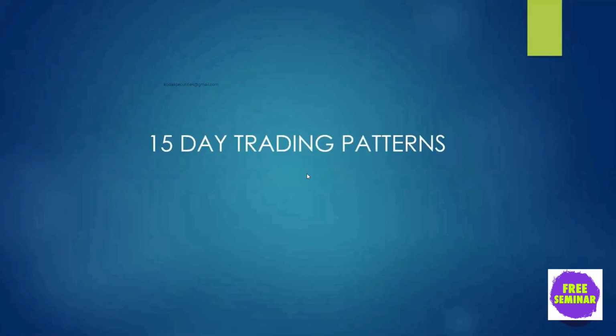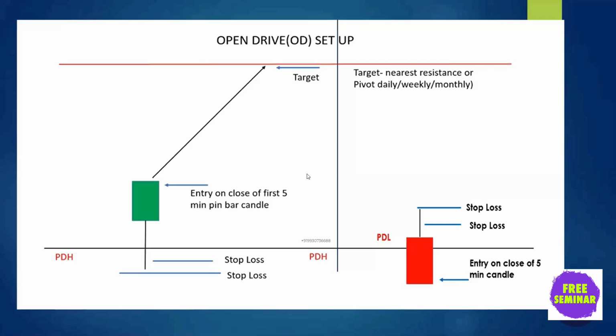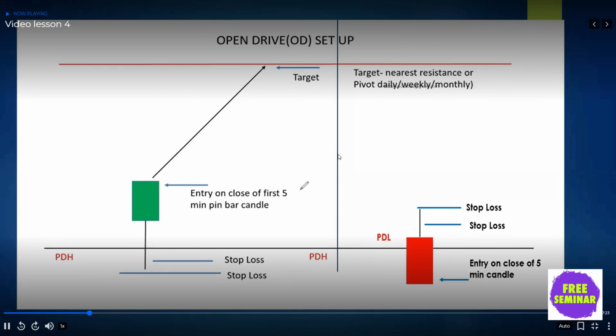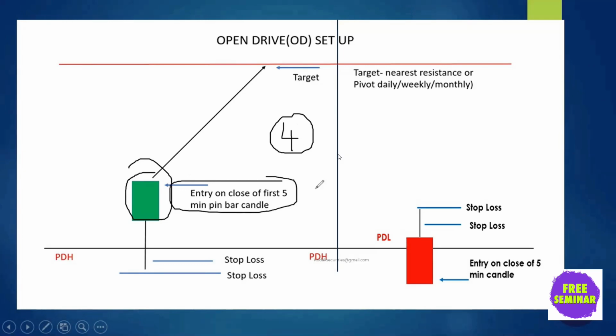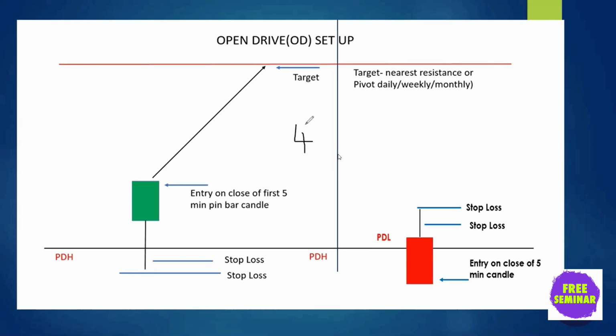So with that, we are coming to the first pattern of the day, and that pattern is the open drive pattern, or OD pattern. What is the open drive pattern or open drive setup? For this pattern, there have to be 4 criteria. This pattern is on the first candle of the day. First candle is what? The first 5-minute candle. That means the market opens at 9:15, and at 9:20, based on the first candle, you can take the trade. I said 4 criteria it has to meet.